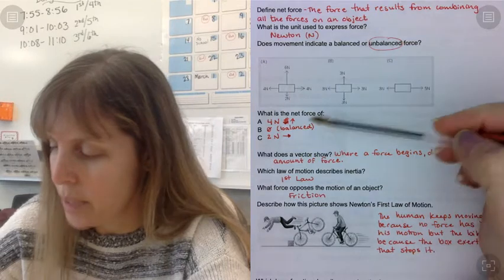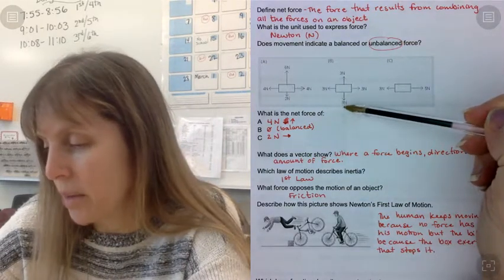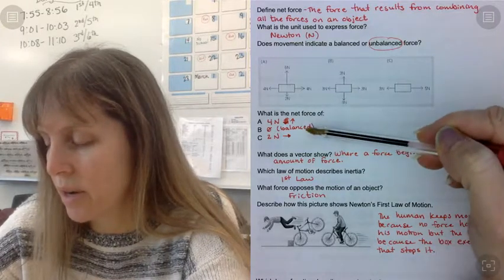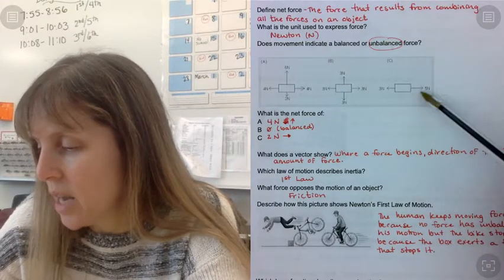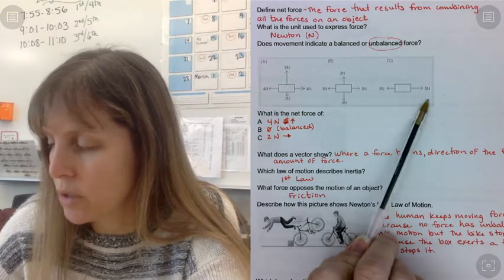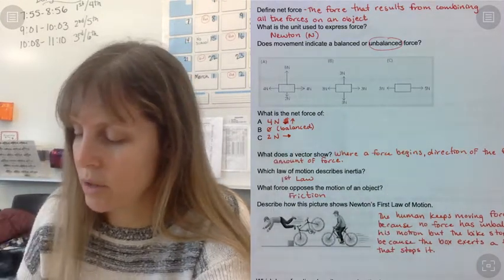And so B, 3 newtons up and 3 down cancel each other out. No motion up or down. 3 newtons left and right. No motion. So we have 0 as a net force. It's balanced. For C, we have 3 newtons to the left, 5 newtons to the right. The strongest force is to the right with 5 newtons, so just 2 newtons, right? 5 minus 3 is 2 newtons to the right.